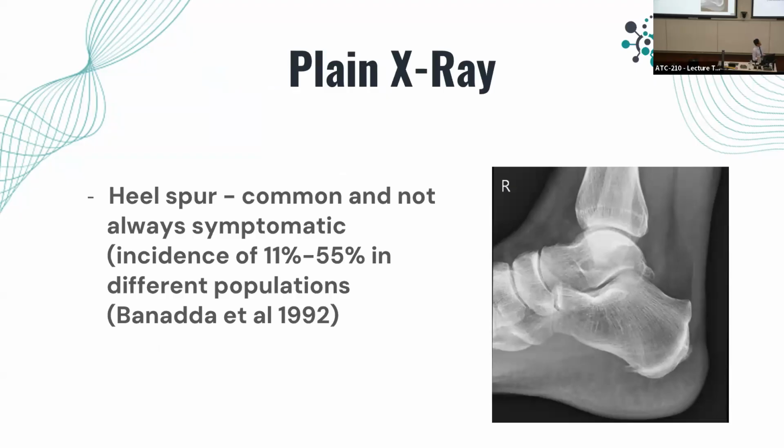With plain X-rays, like I said, we're looking for any arthropathy, stress fractures, and the heel spur. But we probably all have some idea that it's really common, and it's been quoted that up to 55% of the population in different racial groups and different demographics have a heel spur, and it may or may not be a cause of pain. So it's not particularly a useful finding if you see one.